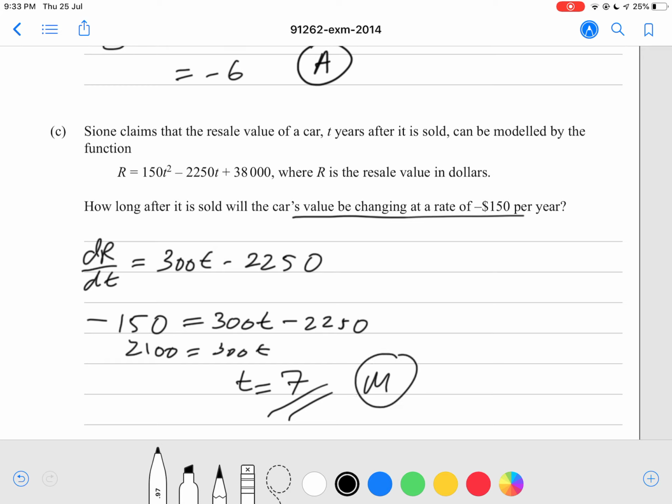And to get an achieved grade, you're finding the derivative and setting it to negative 150. So getting up to here will get you an achieved.